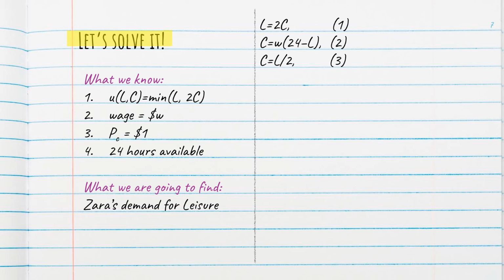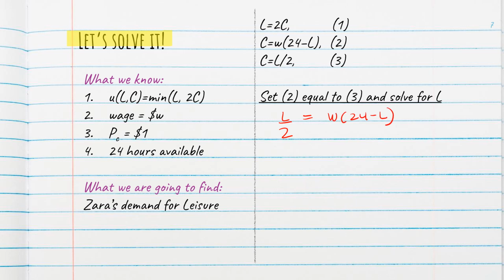So the next step here is to set equation 2, my budget line condition, equal to equation 3, which is just a manipulation of the no waste condition. By doing that, I'll eliminate C and I'll be able to solve for L, the demand for leisure. So I have L over 2, which is equation 3, is equal to W times 24 minus L. So I'm setting them equal to each other.